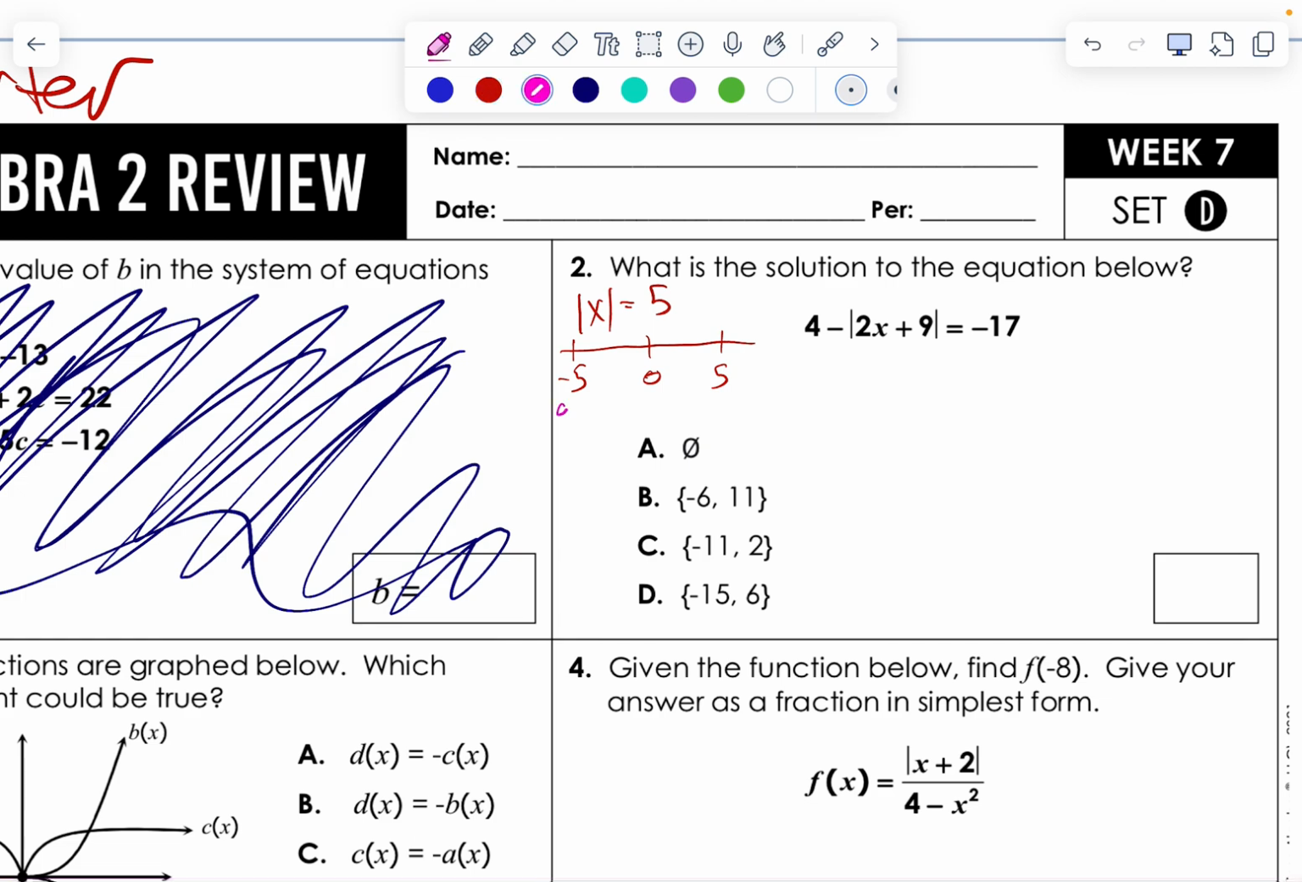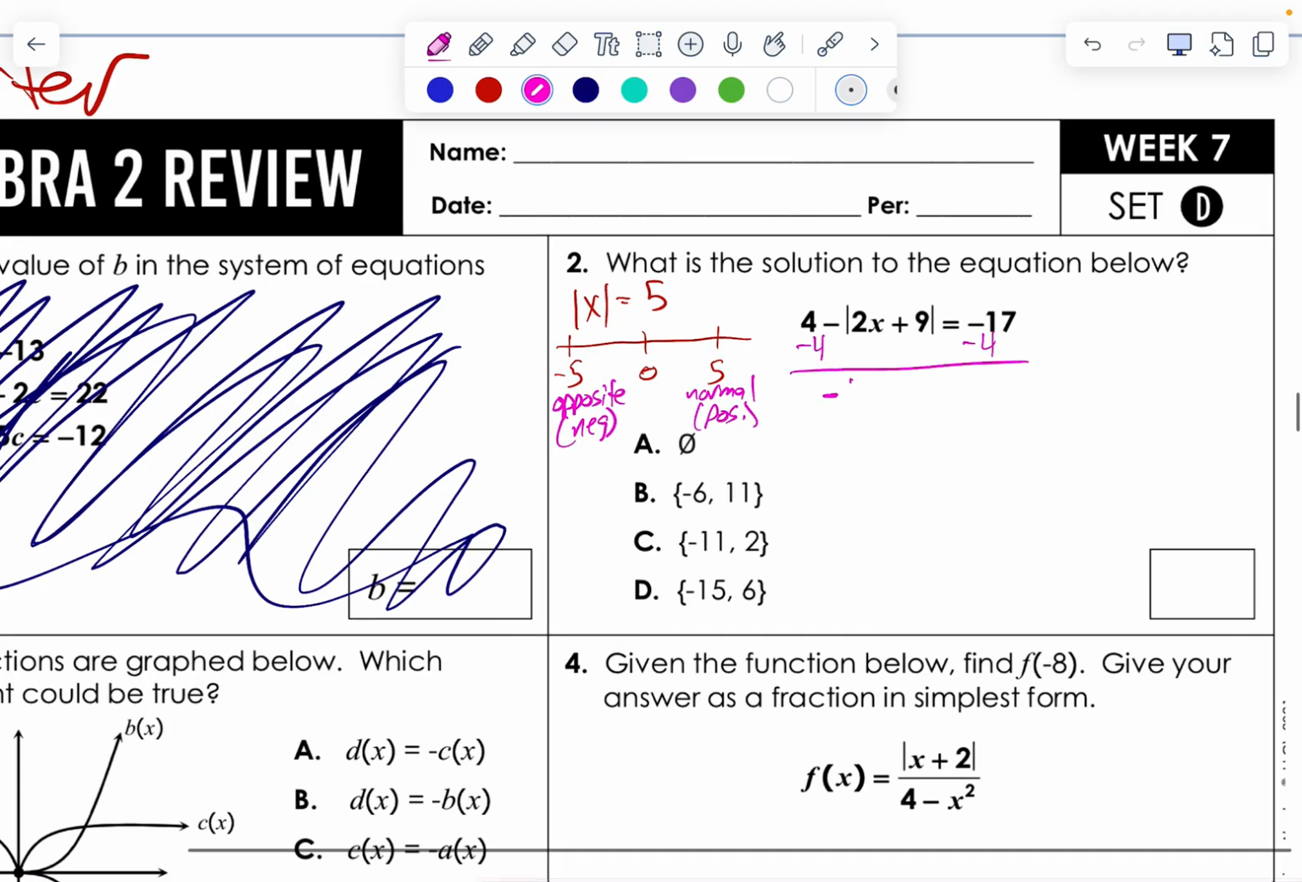We called one the opposite or negative, and the other just the normal or positive case. First thing you want to do, though, is to get the absolute value by itself. So we have 2 steps in this one to do that. So we're going to subtract 4. Don't lose the negative on the absolute value. But also remember, absolute value is a function, so we can't just distribute the negative. It's not like parentheses.